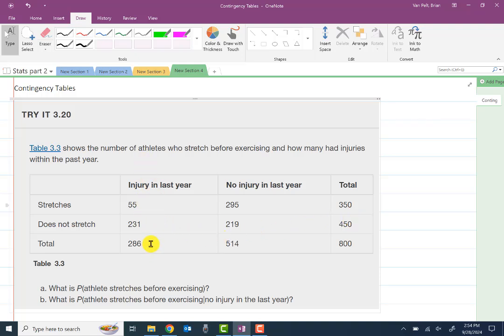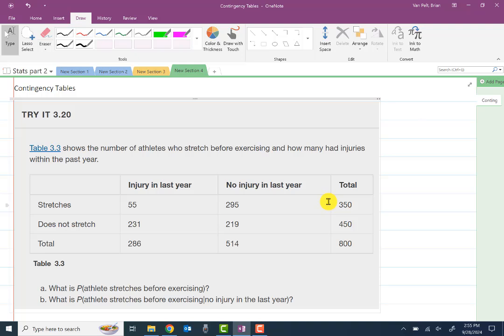And then this column here is just the column of injured. If you add 55 plus 231, it adds up to the 286. And the same with this column. When all is said and done, this bottom corner is not only the sum of this column, it is also the sum of these rows. So that's one way you can check to make sure the numbers are acceptable, is that all of that has to happen.